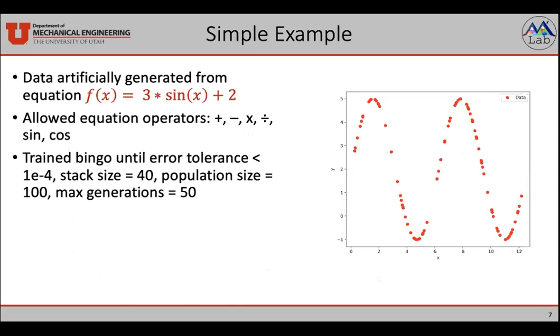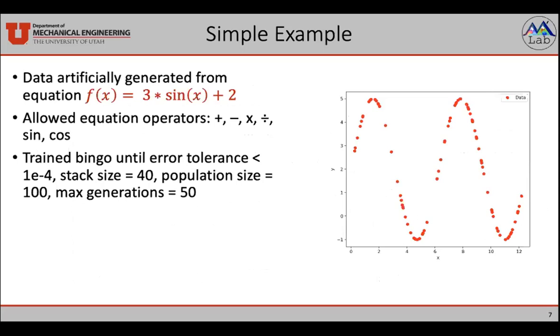So we had data artificially generated from this very simple equation, 3 times sine of x plus 2, sorry, sine of x plus 2, and allowed the symbolic regression software to use addition, subtraction, multiplication, division, sine, and cosine to try to model this data.